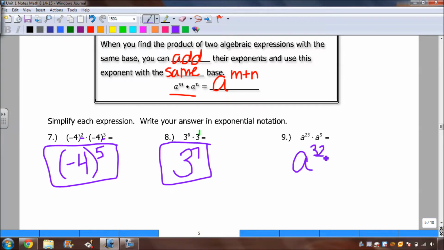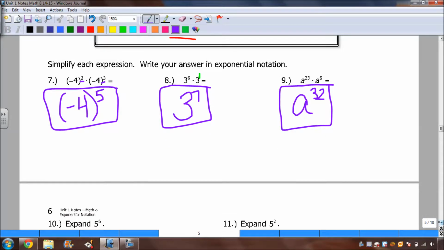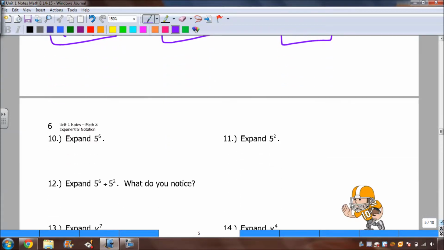Hopefully you got a to the 32nd power because 23 plus 9 is 32. All right? So now let's take a look at what happens when you divide.